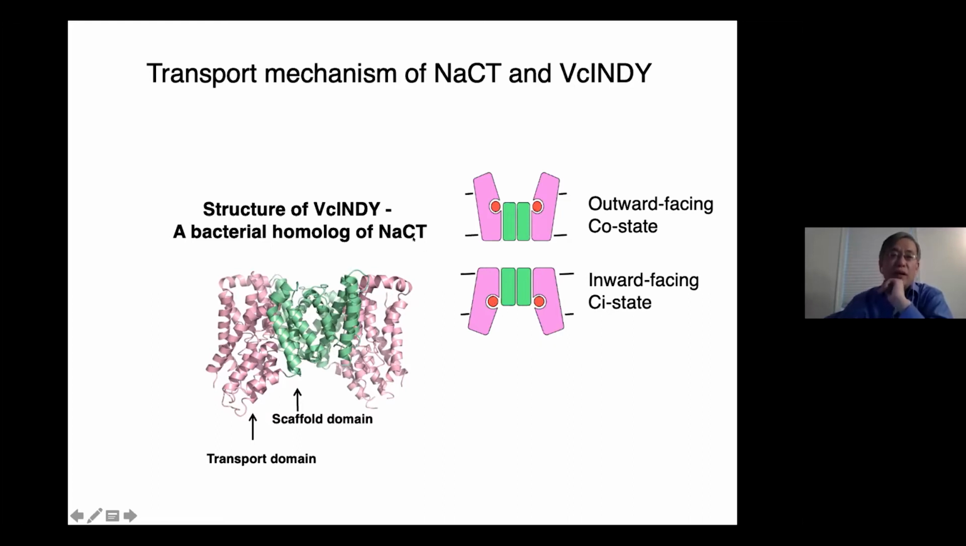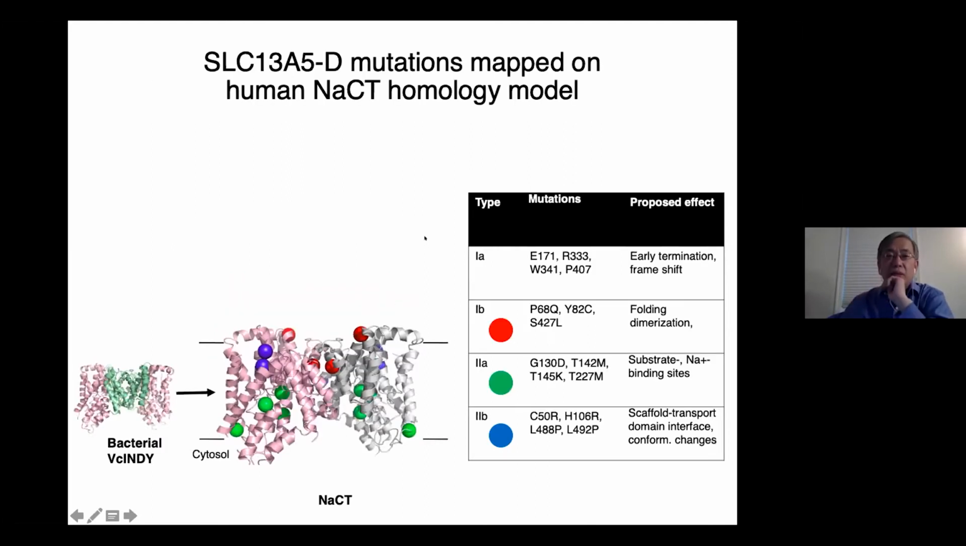In our lab, a few years ago, we determined the structure of a bacterial NaCT homologue called VcINDY by crystallography. This is the crystal structure we solved. You see this is a scaffold domain or dimerization domain, and this is the transport domain that can move up and down. We followed Anna Pajor's footsteps, so we tried to analyze and classify all the mutations at that time.